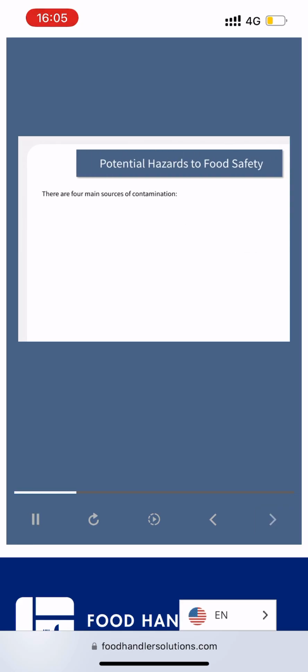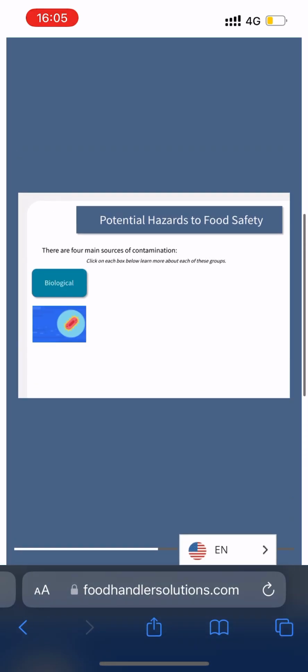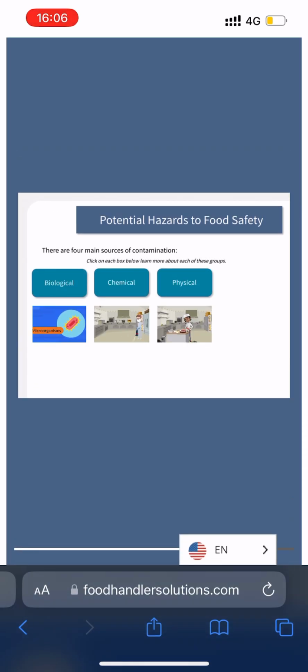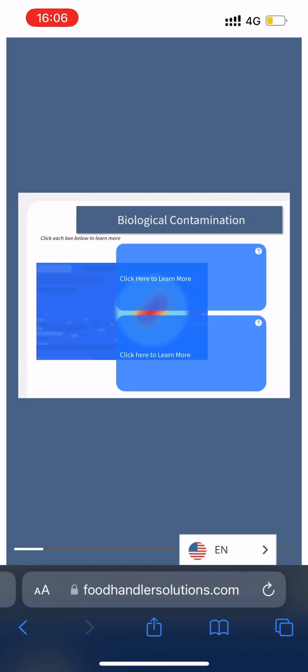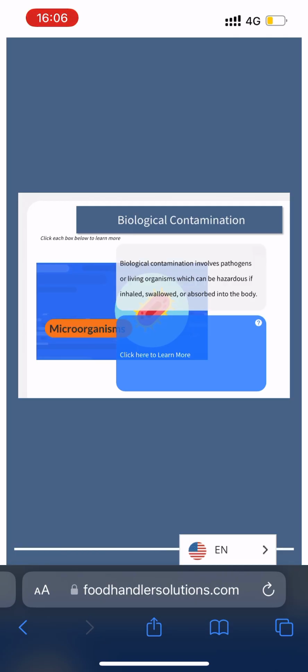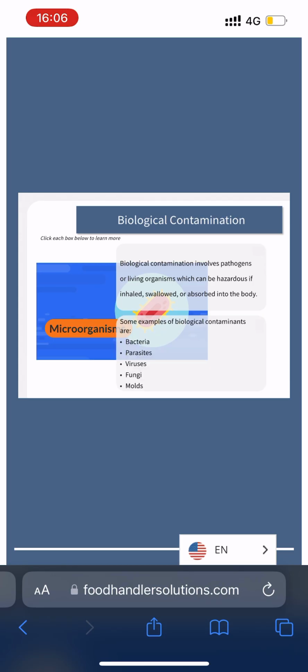There are four main sources of contamination: biological, chemical, physical, and cross-contamination. Biological contamination involves pathogens or living organisms which can be hazardous if inhaled, swallowed, or absorbed into the body. Some examples of biological contaminants are bacteria, parasites, viruses, fungi, and molds.